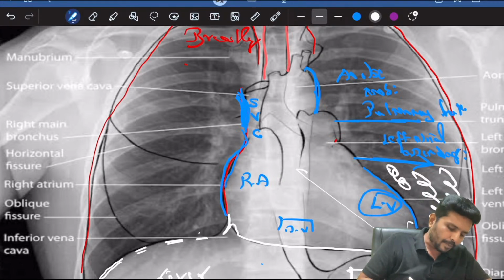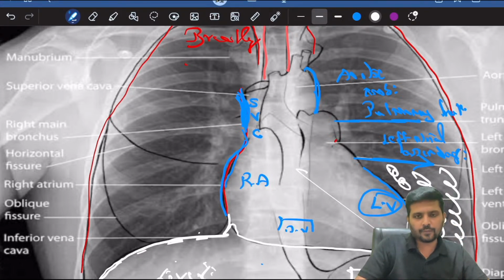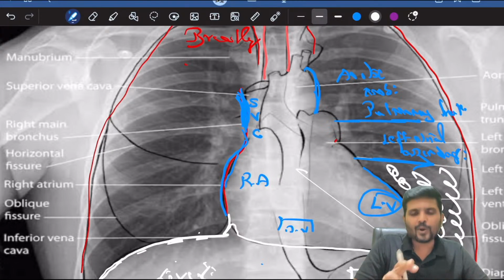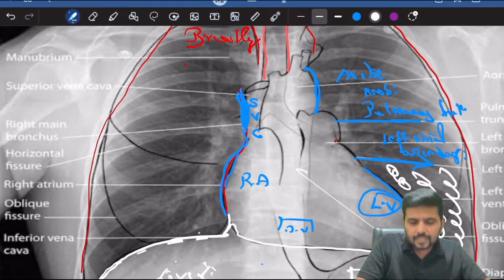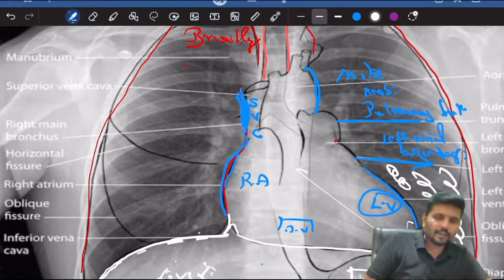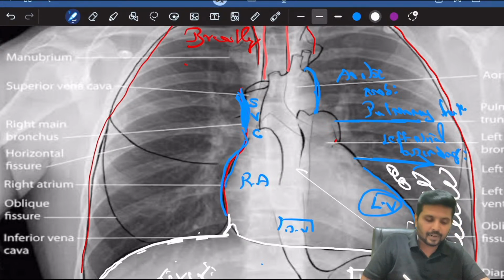Second, below the level of diaphragm, you have liver. The liver is usually white in color, like your soft tissue. Your bone is white in color. Your liver is white in color. Your soft tissue is white in color. Your heart is white in color. Only black colored thing in X-ray chest is your lung. So below the level of the diaphragm, you will have white colored liver.